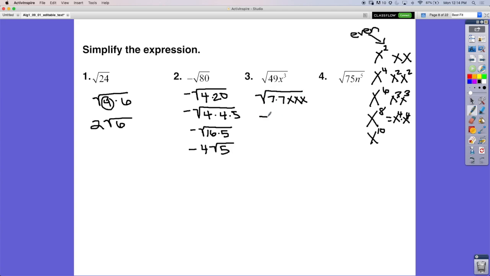Okay, so what comes out here? A 7, good. And then what comes out here? How many x's are going to come out? 2. Only one group is going to go out. One group of 7 is going to go out. And what's left inside the radical? Just an x.